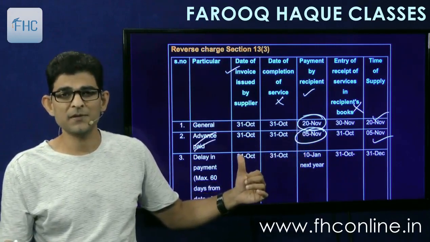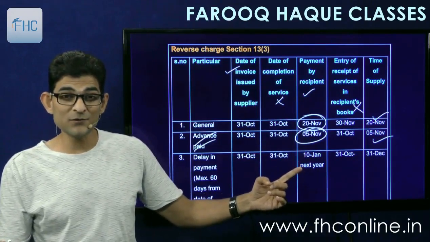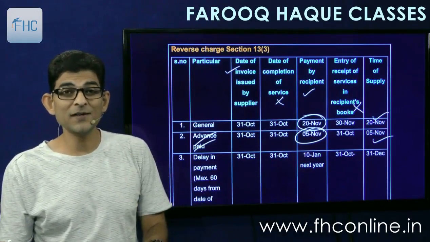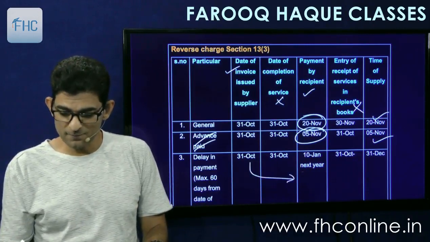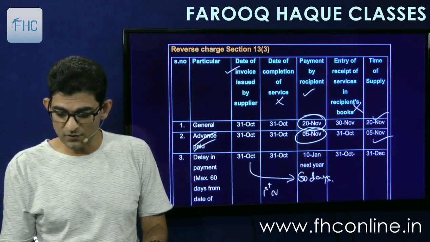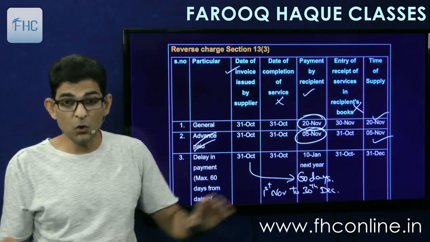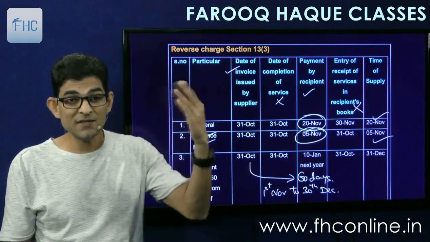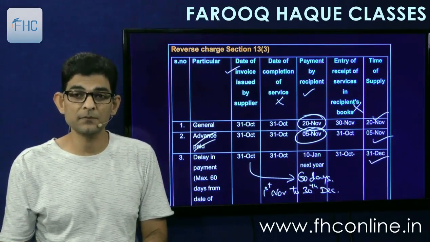Remove this advance payment. Then 31st October, 10th January. So this is after 30th December. So here we'll count 60 days. So 60 days will be 1st of November to 30th December. 60 days have gone and you have not made the payment. So the next day, the 61st day, that is 31st December.